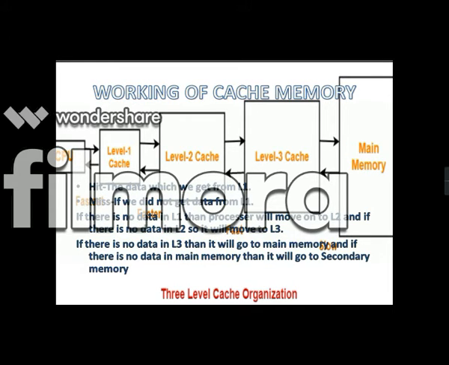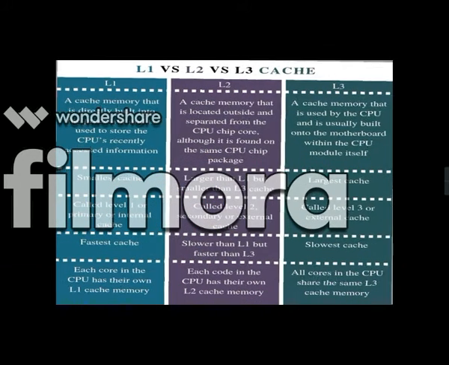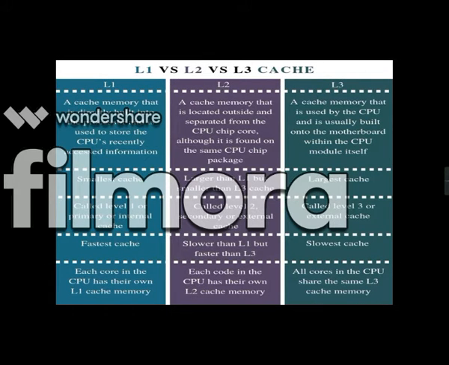Level 1 cache will have the latest accessed data, and if there is no data in level 1 cache, it will go to the L2 cache, and if there is no data in the L2 cache, it goes to the L3 cache. If there is no data even in the L3 cache, it will go to main memory, and if there is no data in the main memory, then it will go to secondary memory. Secondary memory can store a large amount of data. So we'll move on to the next one, that is L1 versus L2 versus L3 cache.